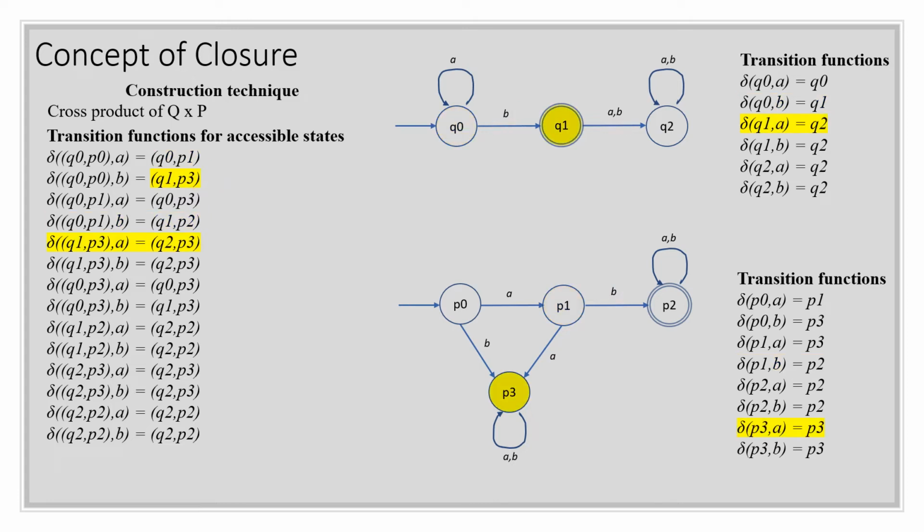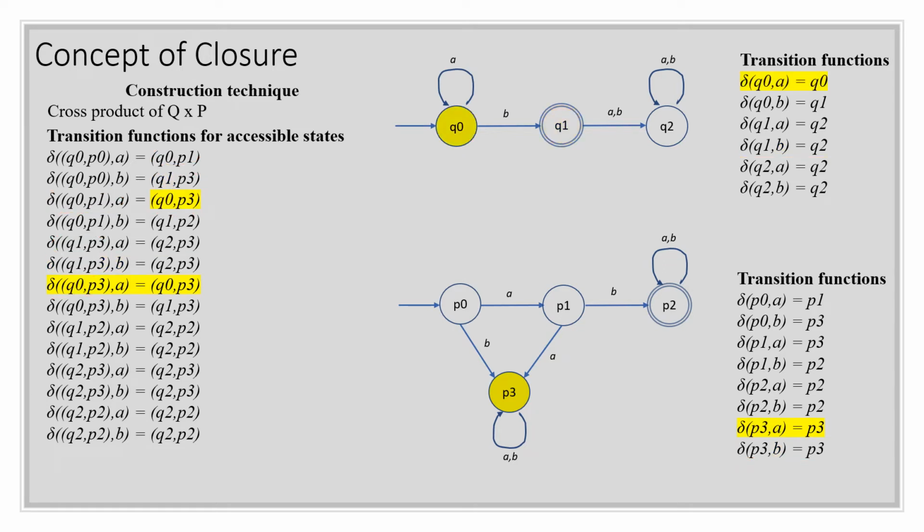Q1, P3: Q1 with an A goes to Q2. P3 with an A goes to P3. Then we have a B. Q1, P3 with a B goes to Q2, P3. So we just did this accessible state. And now the next accessible state we did was Q1, P3. And now the next one we're going to consider is Q0, P3.